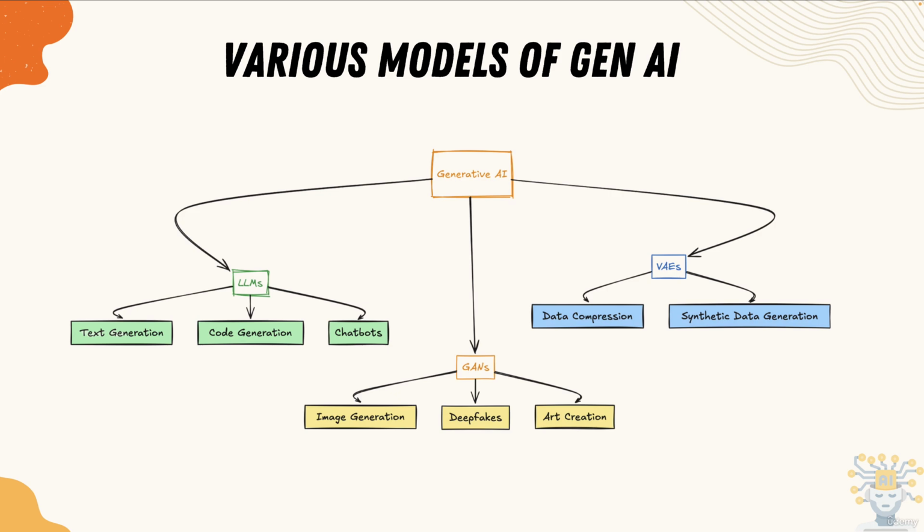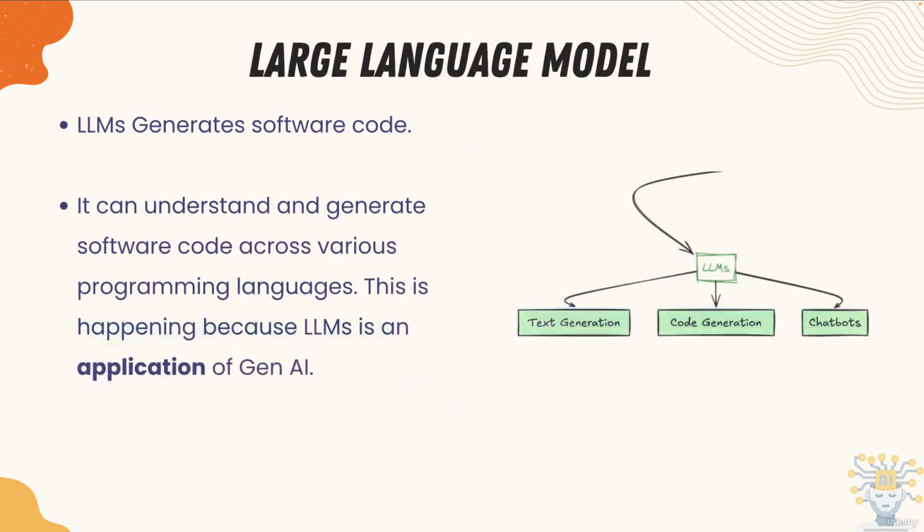But the one thing we are going to be talking more about is the large language model. The large language model is the one which is responsible for generating the software code and even the manual test cases that we are mostly interested in. So this is where we are going to focus more of our effort in this particular course, because this large language model can understand and generate software code across various programming languages.